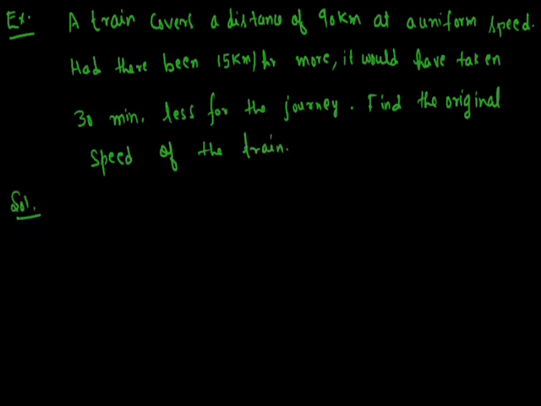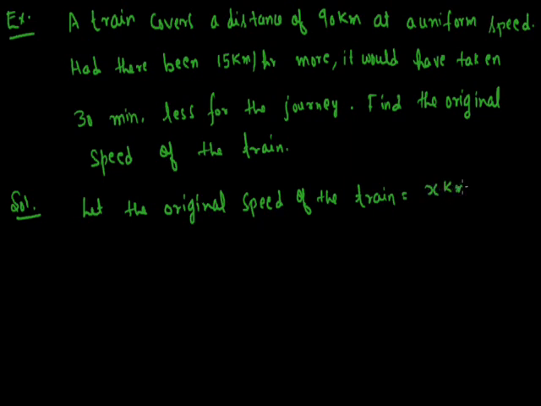Now a train covers a distance of 90 km at a uniform speed. Had there been 15 km per hour more, it would have taken 30 minutes less for the journey. Now find the original speed of the train. We have to find the original speed of the train. So let the original speed of the train be equal to x km per hour.